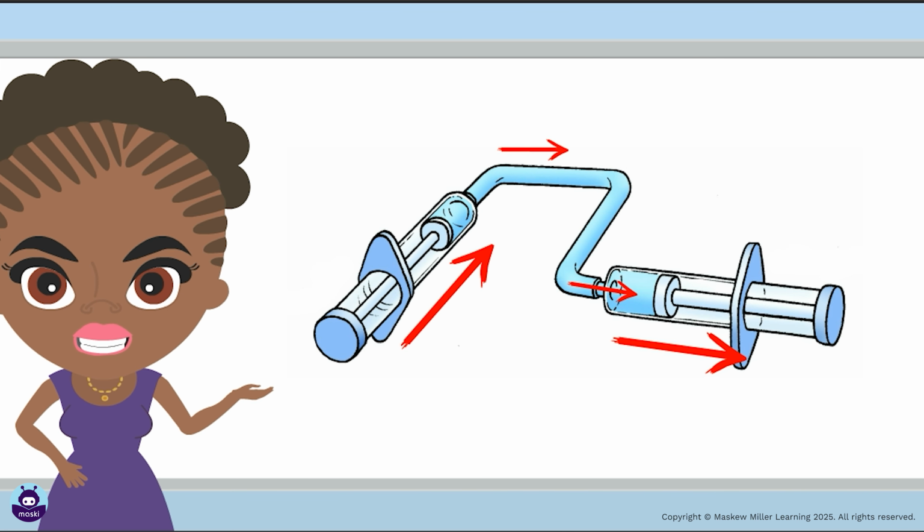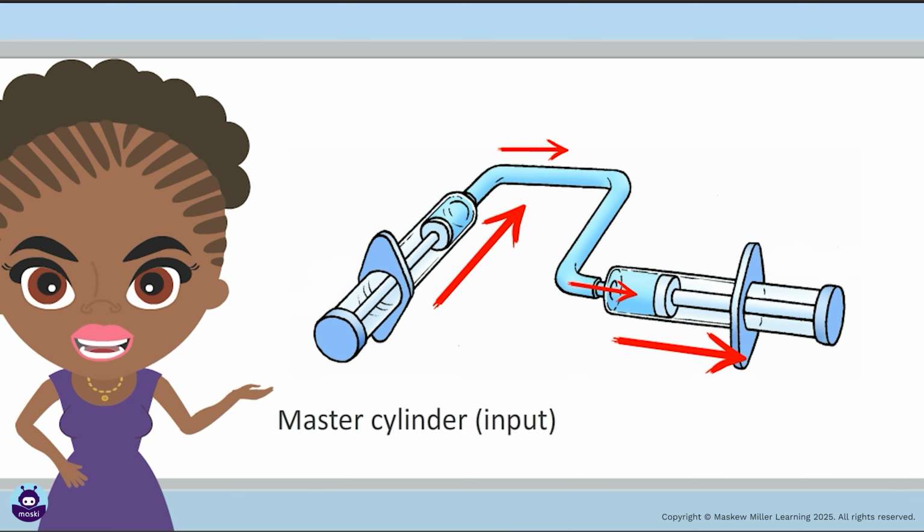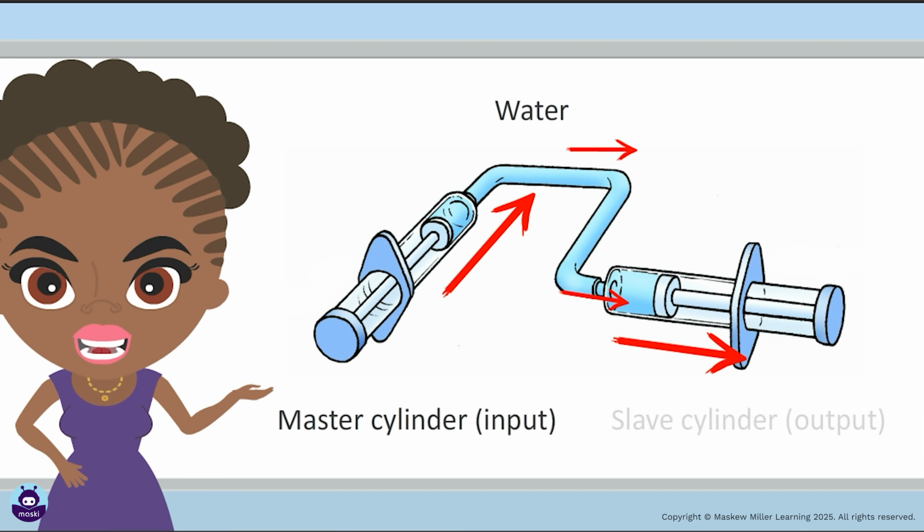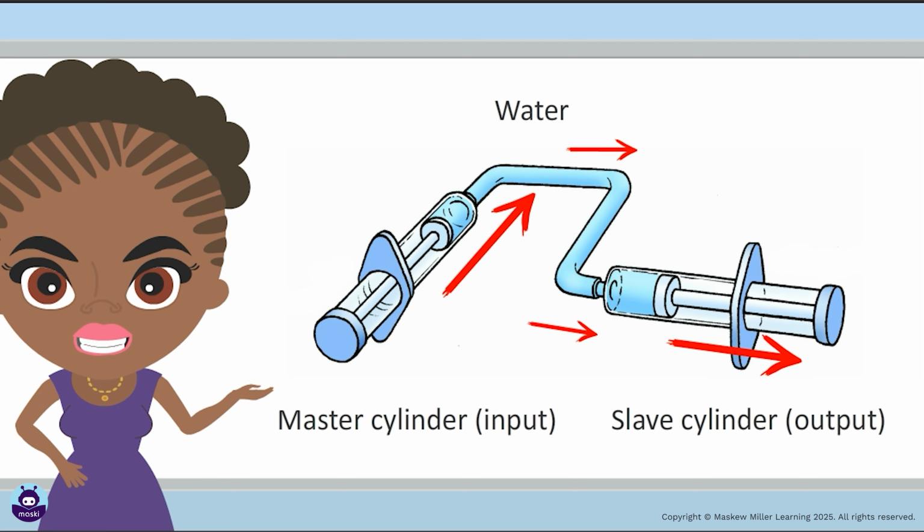The two syringes in this diagram will be referred to as cylinders with pistons. The cylinders are the same size. There is water in this system. Both cylinders have water in them. If the master cylinder is pushed a short distance, the water will move through the pipe and into the slave cylinder. The piston will move out by the same distance as the input piston. Force has been transferred from the input cylinder to the output cylinder.